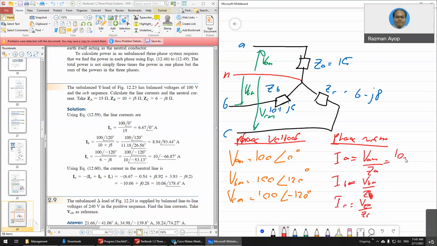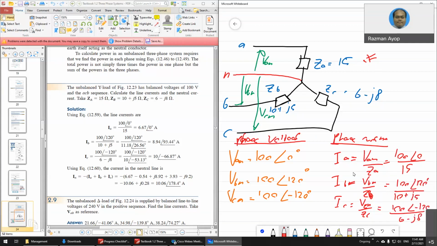VAN is 100 angle 0 divided by 15. IB is 100 angle 120 degrees divided by the load for ZB, which is 10 plus j5. ZC is 100 angle negative 120 divided by 6 minus j8. So the question asks you to calculate the line current.